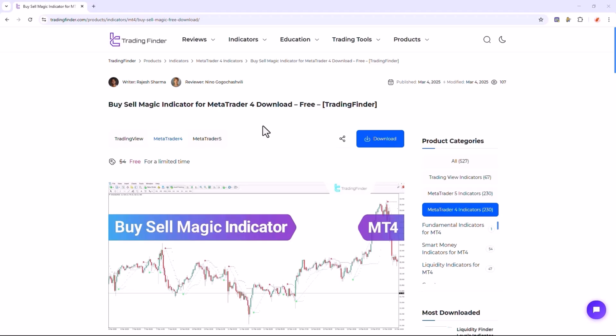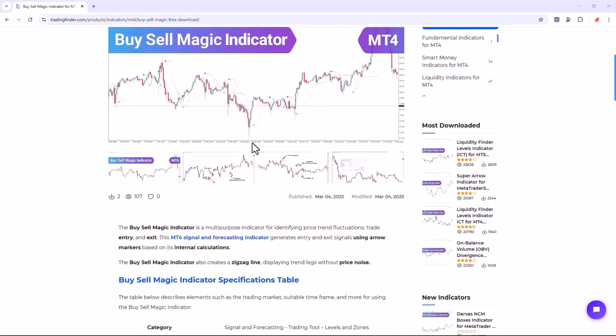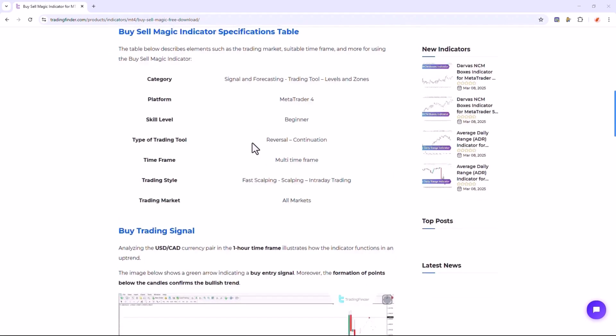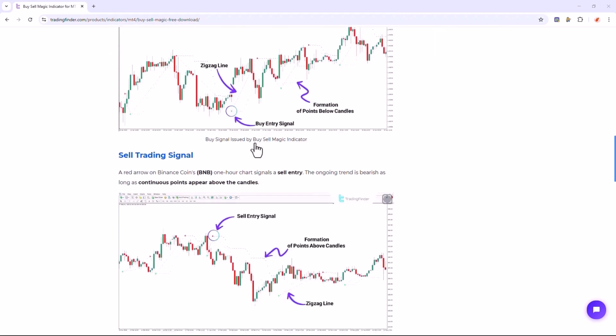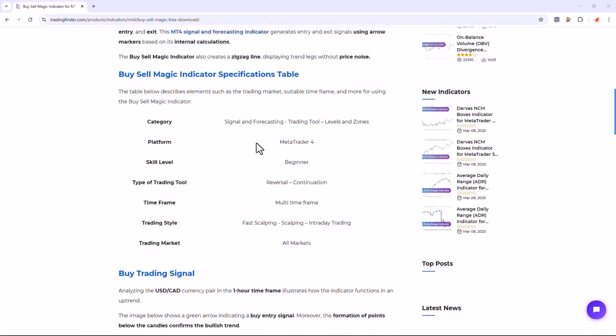The buy-sell magic indicator is offered for various platforms on the TradingFinder website. From this section, you can download the indicator file for the MetaTrader 4 and MetaTrader 5 platforms and run it on the chart. Traders can also visit this page to learn how the indicator works.